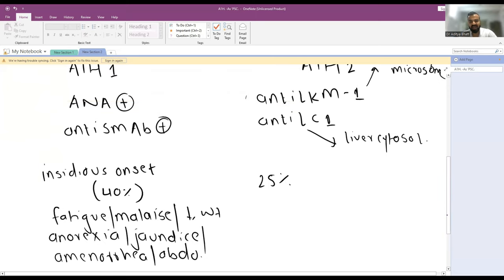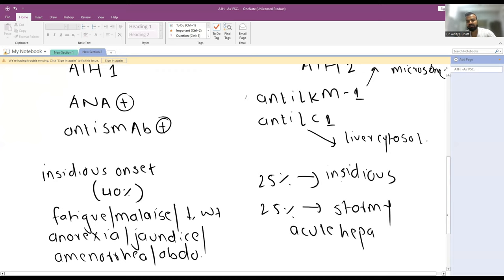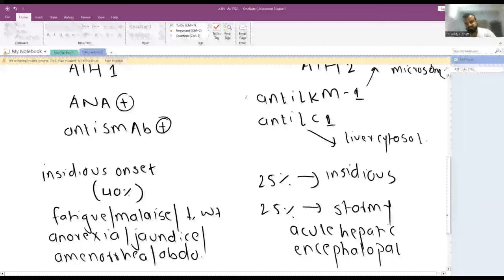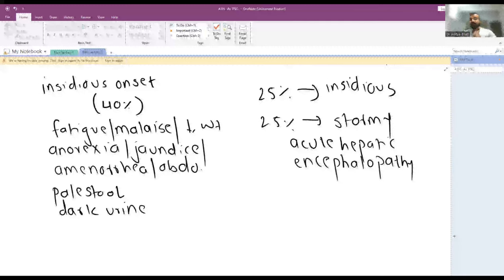25% of patients of AIH2 have insidious onset, but 25% of them have a stormy onset. Okay, acute hepatic encephalopathy can be seen at the beginning. So severe disease is more common with AIH2. And the response to therapy also, AIH2 has a variable response. Okay, so this is very, very important.